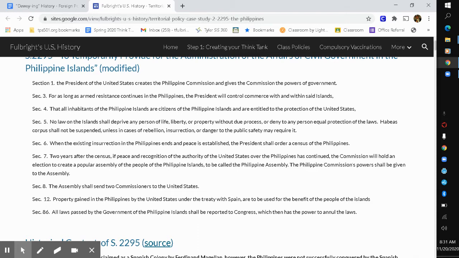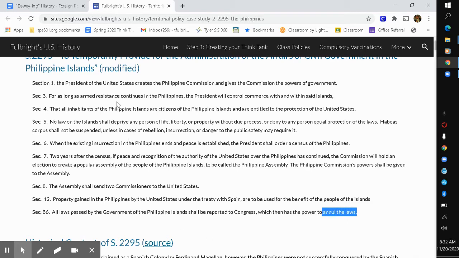The assembly shall send 2 commissioners to the United States. Property gained in the Philippines by the United States under the treaty with Spain are to be used for the benefit of the people of the islands. And importantly, Section 86, all laws passed by the government of the Philippine Islands shall be reported to Congress, which then has the power to annul the laws.